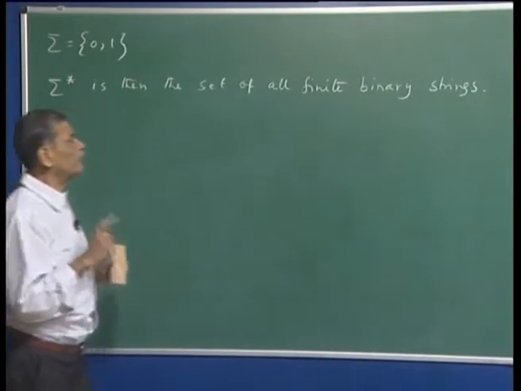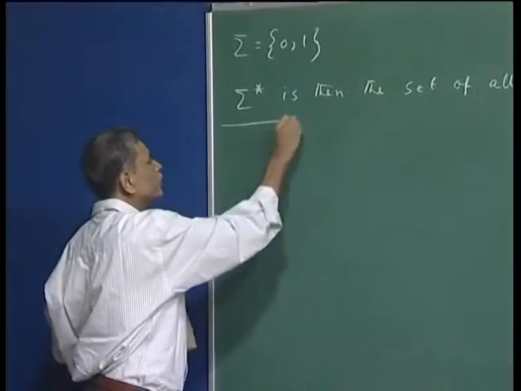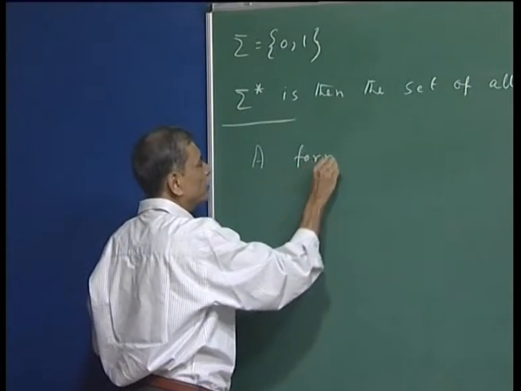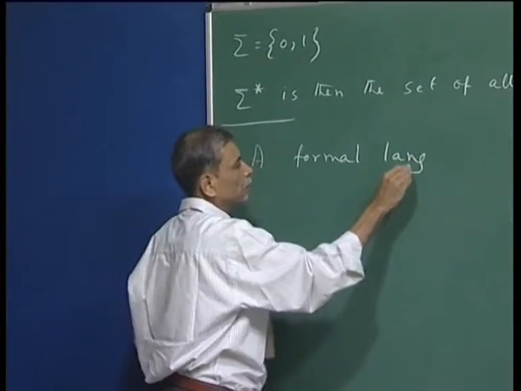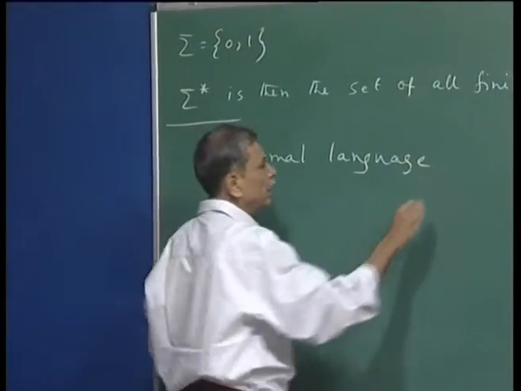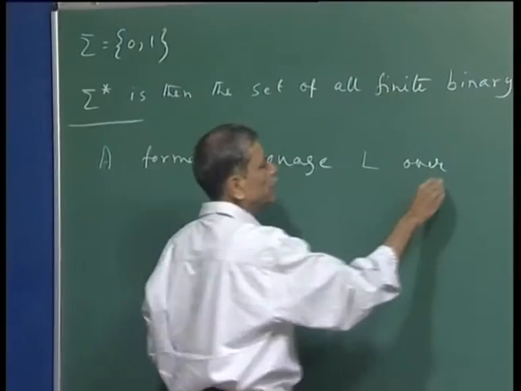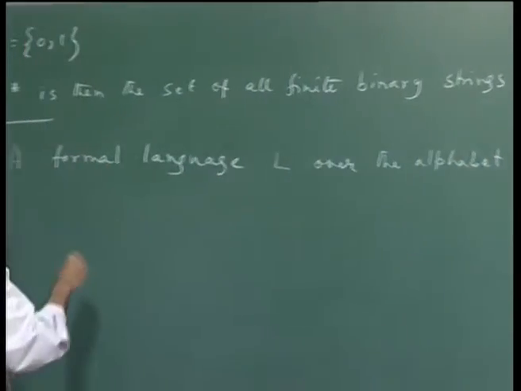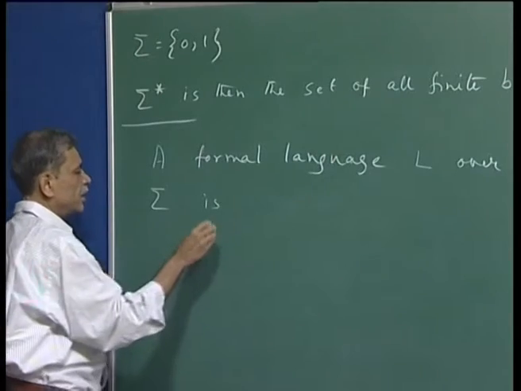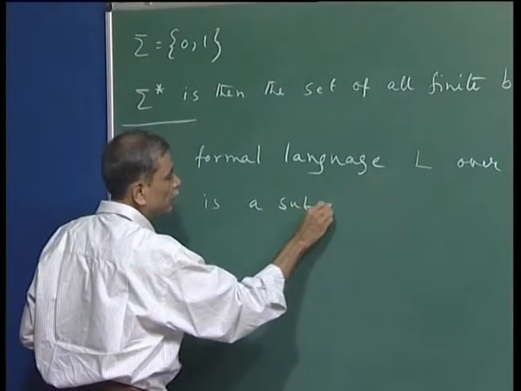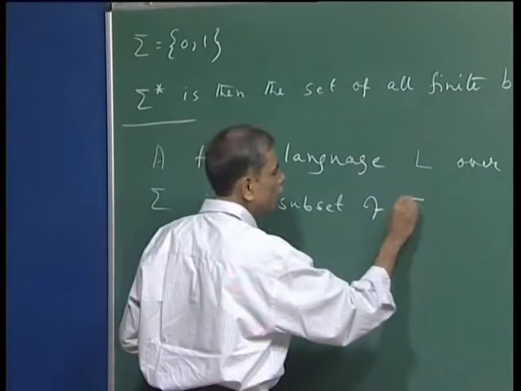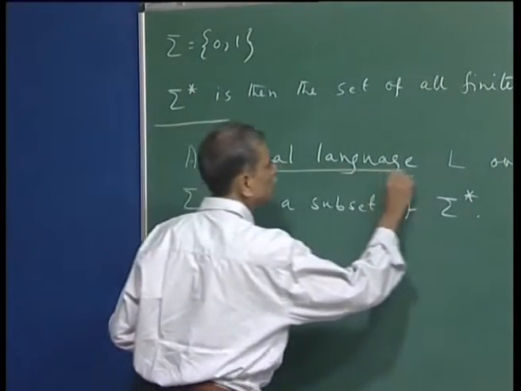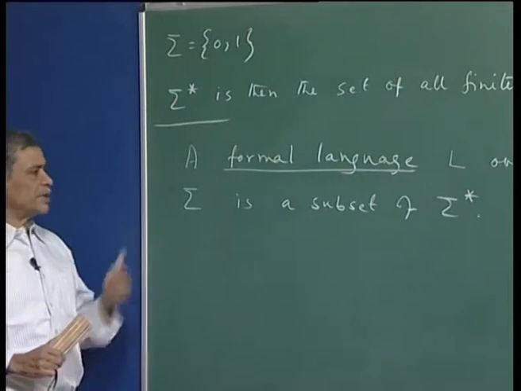So now there is one very, very important notion that we are going to introduce, and that is the notion of a formal language. A formal language L over the alphabet sigma is a subset of sigma star. Okay. A formal language L over the alphabet sigma is a subset of sigma star.